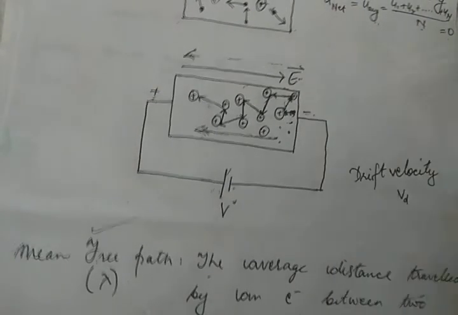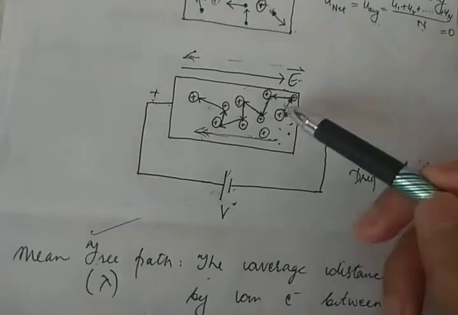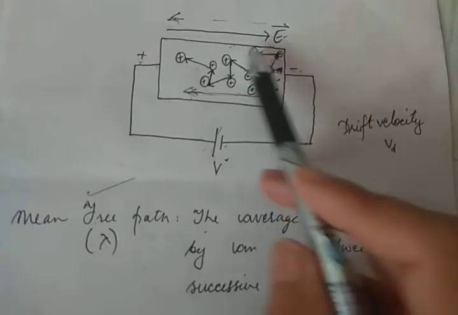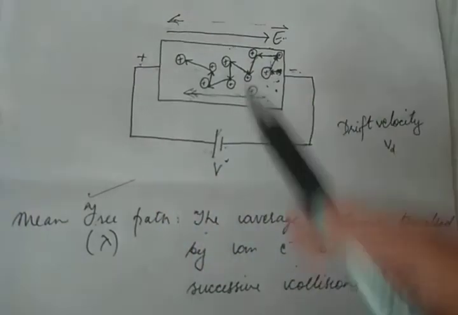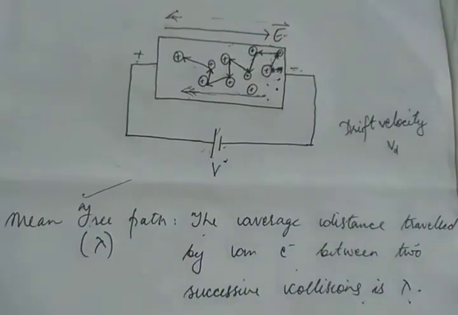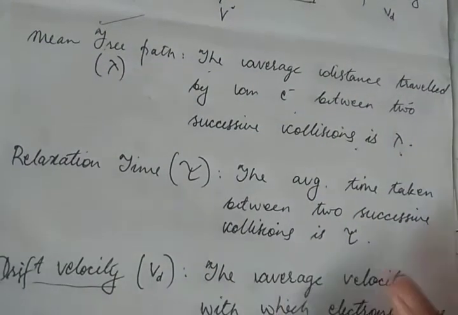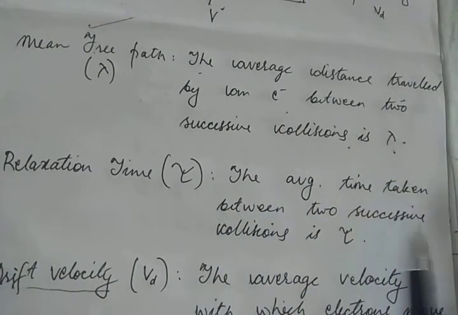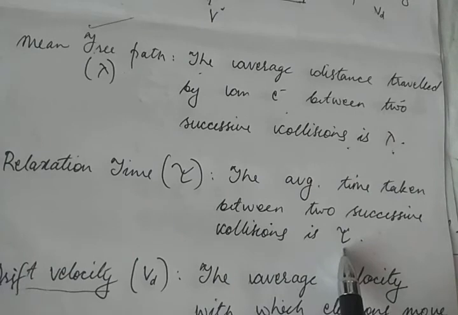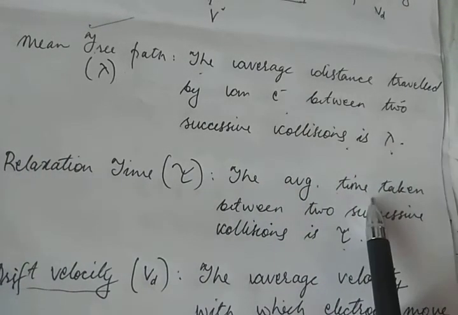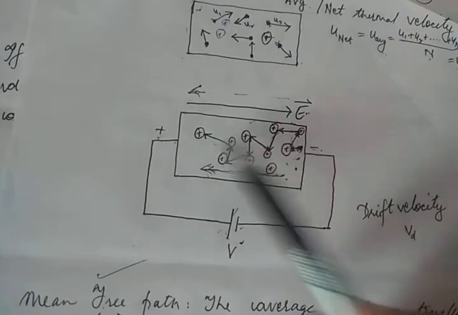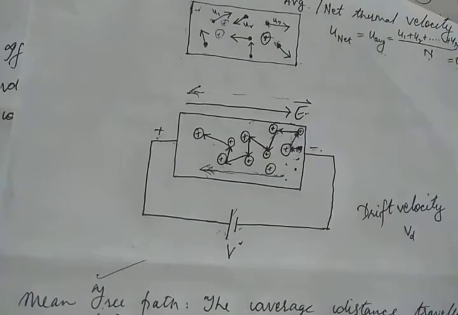So the average distance that the electron travels between two successive collisions is what is called mean free path. Likewise, relaxation time, denoted by tau, the average time taken between two successive collisions, is called tau. Relaxation time, as the name suggests, is the average time taken between two successive collisions. So here shorter time, longer time, like that.